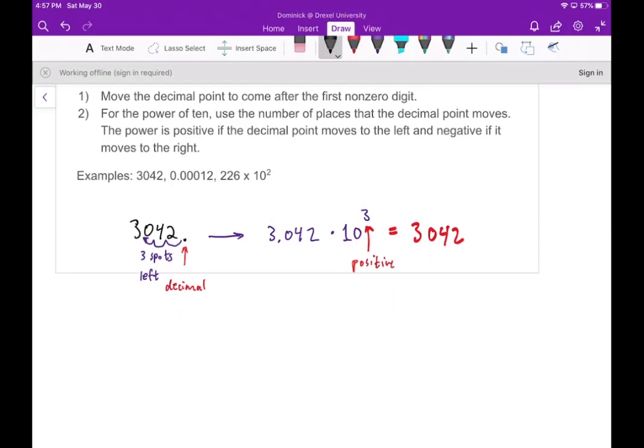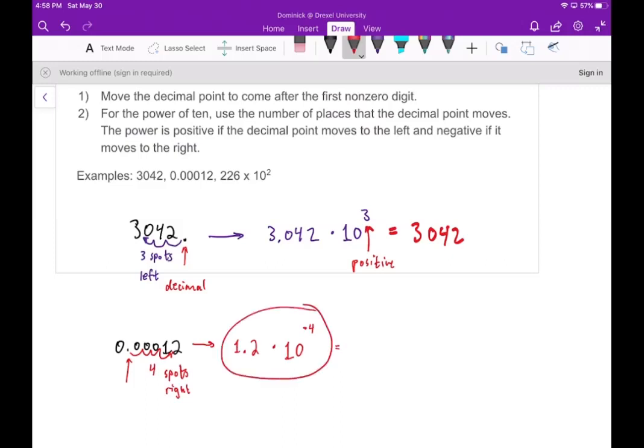If I wanted to make it smaller, then I would need a negative power, which we'll see in the next example. In the next example, we have 0.00012. Of course, now the decimal's right there. So I need to move this decimal 1, 2, 3, 4 spots to the right, and that will give me 1.2. So now I have 1.2, and the power of 10 that I need is a 4, and it needs to be negative because I moved it to the right. If I were to multiply that out, since it's a negative 4, I'm making the number smaller, so it makes sense that that power is negative.